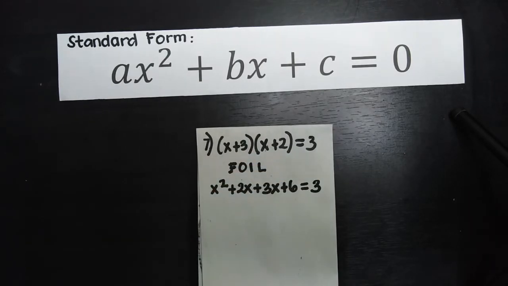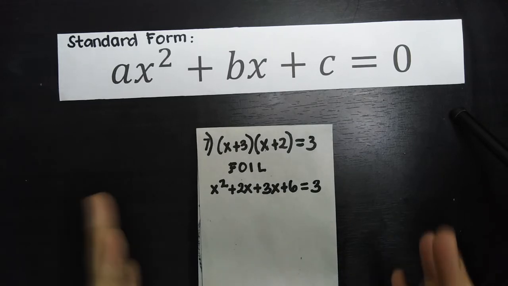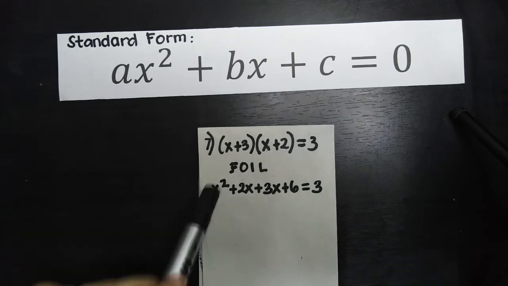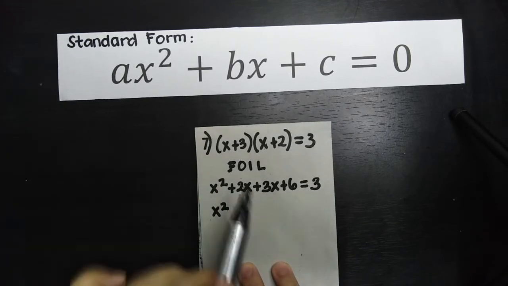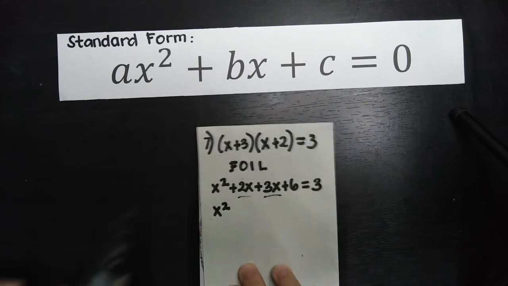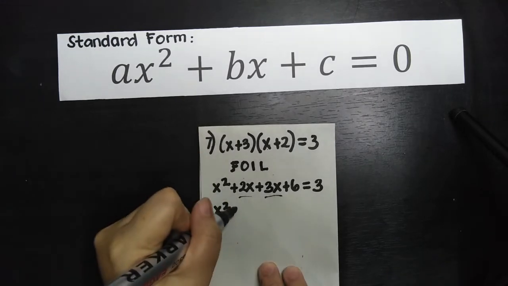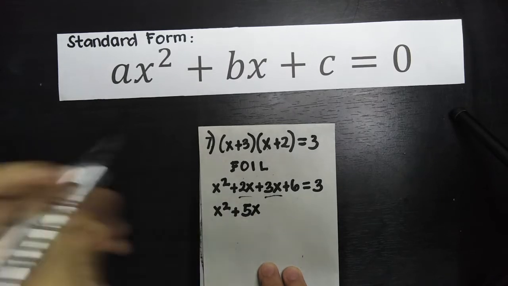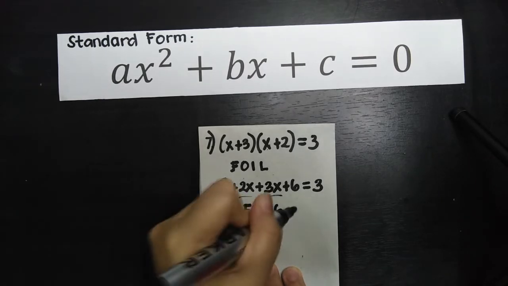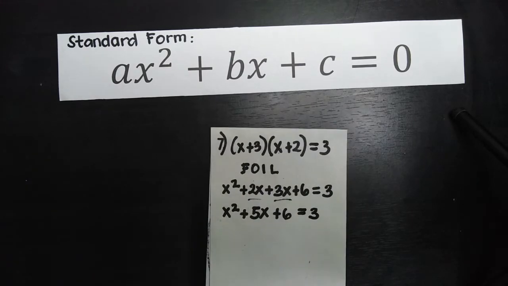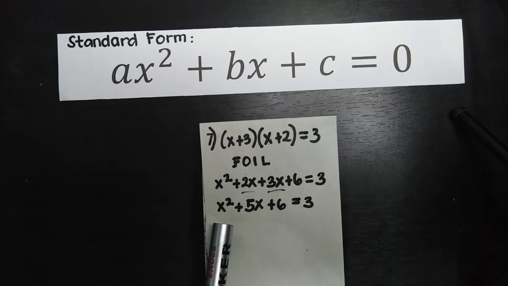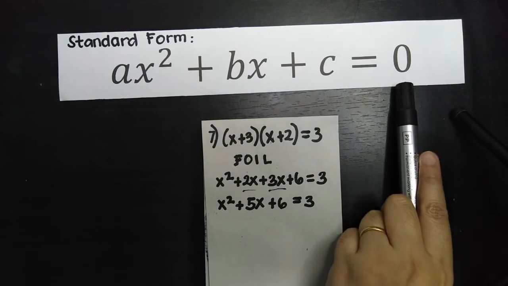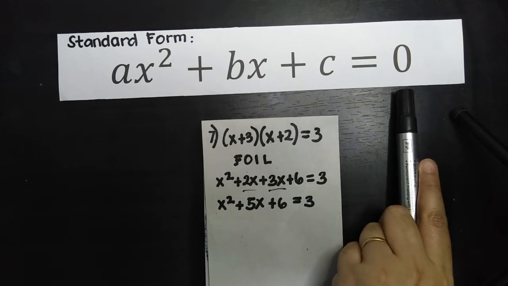So, before we decide that this is a quadratic equation, let's combine like terms. So, since x squared, wala siyang like term, just copy. And then, we know that 2x can be added to 3x kasi like term sila. So, that will become 5x. And then, plus 6 equals 3. Okay. So, dito pa lang makikita na natin that this is already a quadratic equation, but not yet in standard form. Bakit? Kasi, we should equate our standard form to 0.